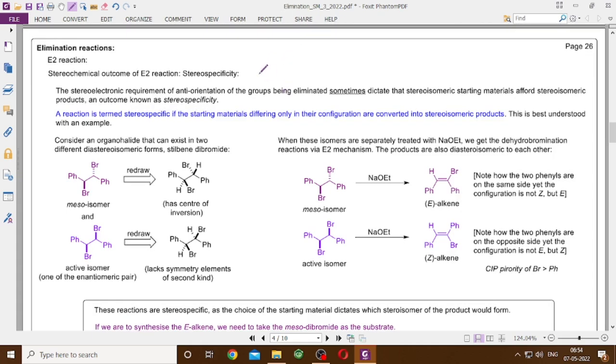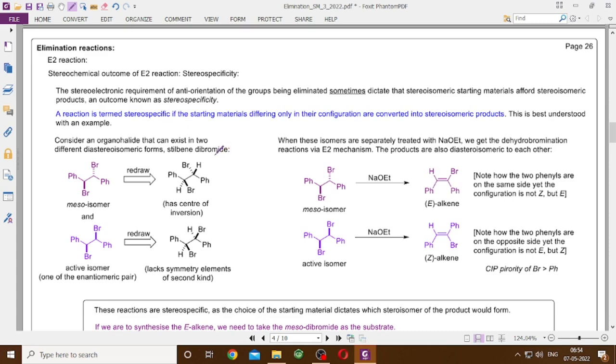But what is stereospecific? That stereoisomeric starting materials lead to stereoisomeric products, which is known as stereospecificity. IUPAC defines stereospecificity in this way. A reaction is termed stereospecific if the starting materials differing only in their configuration are converted into stereoisomeric products.